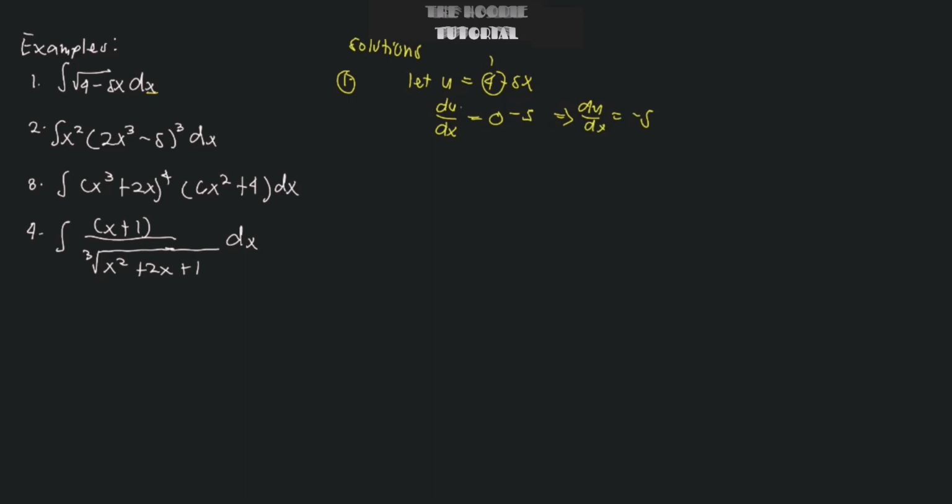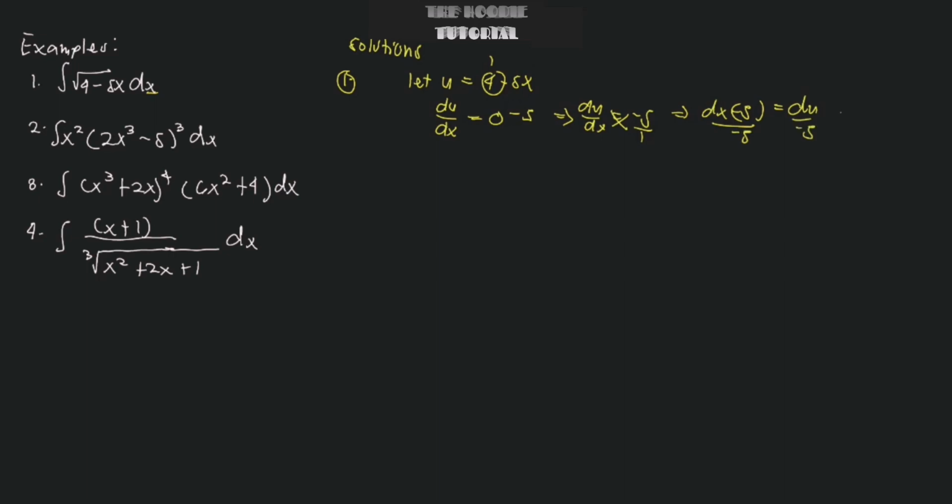So we already have the second step. We now need to find the value of dx. Since we need to cross multiply, dx times negative 5 is equal to du multiplied by 1, that's just du, and then dividing both sides by negative 5.